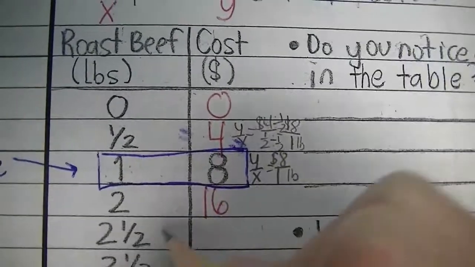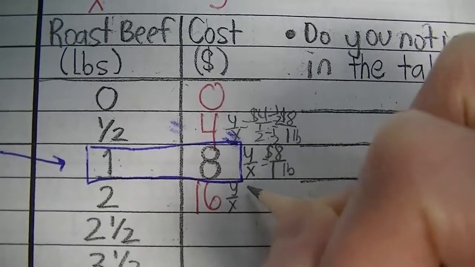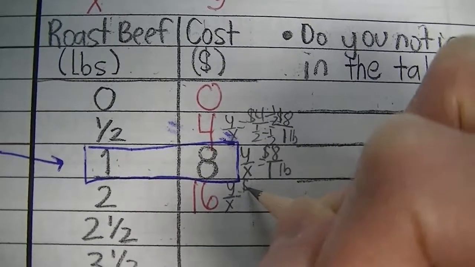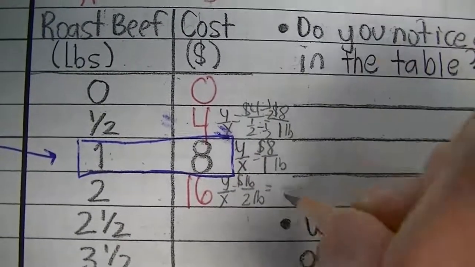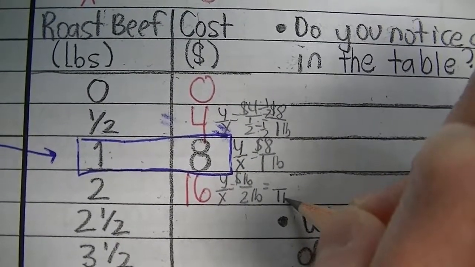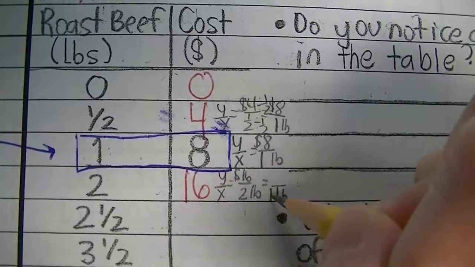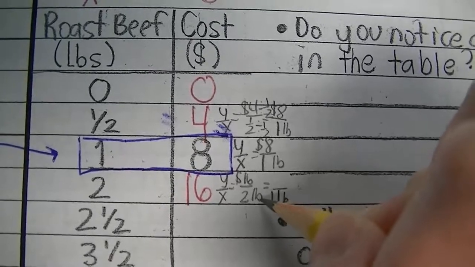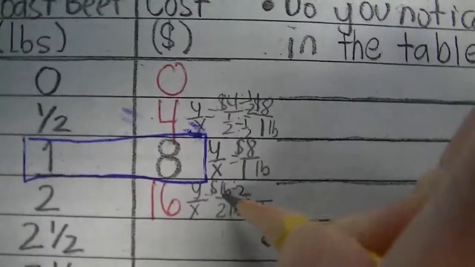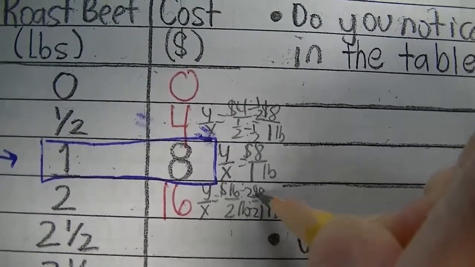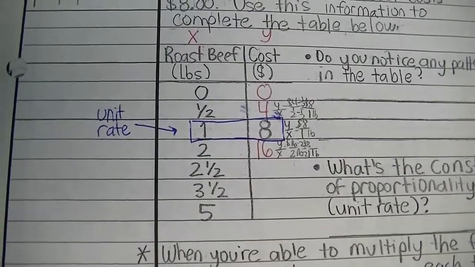Okay, and same with this situation right here, y divided by x to find your unit rate. So $16 for 2 pounds. That's not the unit rate because you want 1 in the denominator, 1 pound. So how did I go from 2 to 1 using multiplication or division? Well, I divided by 2. So I got to divide the numerator by 2, and 16 divided by 2 is 8. $8 per pound, okay?